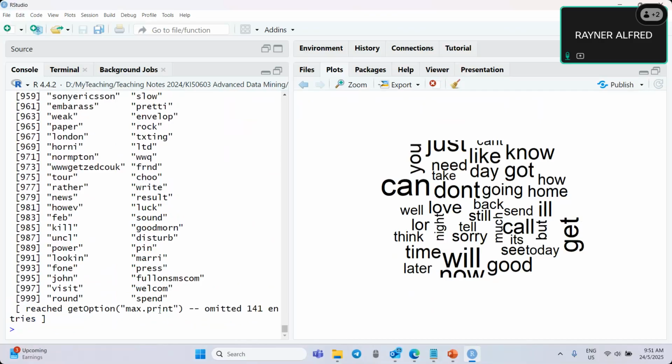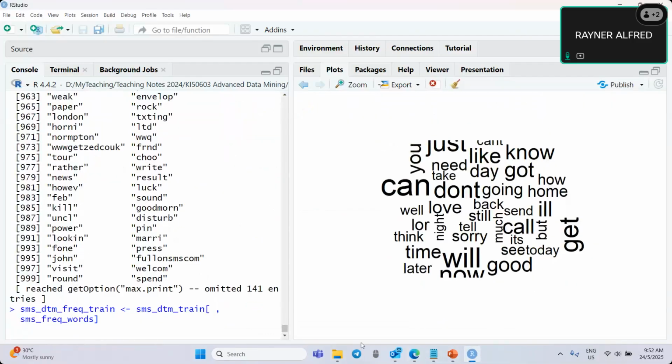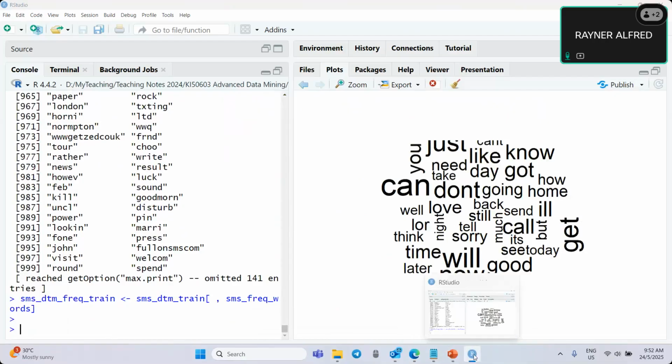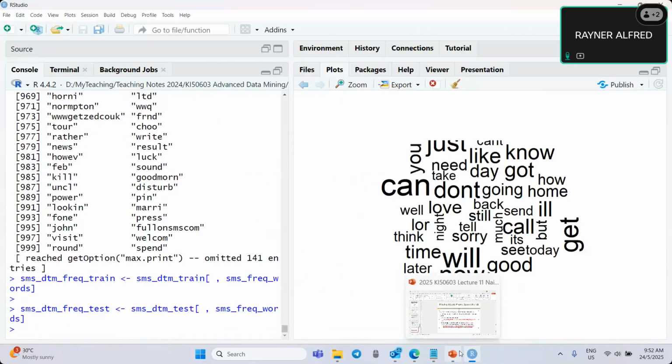Basically, we have around 1,140 only. So from 6,000 something, we reduce to 1,140 to be used. So we will only use these terms. I will only extract these, and I will have another set here for my training and also for my testing. That means I reduce the number of terms that I use.